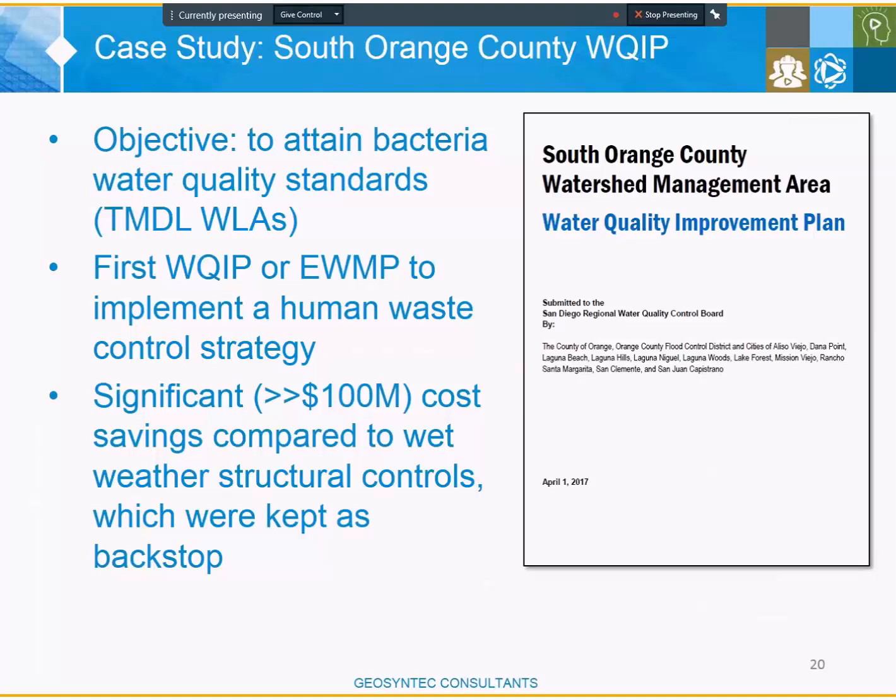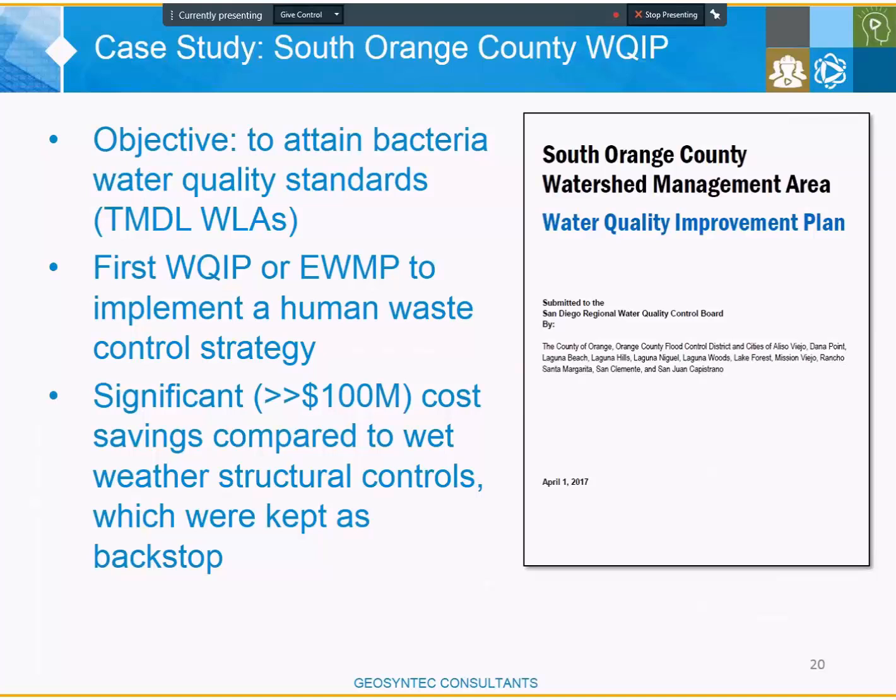We've developed a lot of enhanced watershed management plans, water quality improvement plans, TMDL implementation plans, but one that is more recent and stands out to me as one that was particularly rewarding is for South Orange County, where we were able to take a different tack at attacking bacteria. And like any WQIP where bacteria TMDLs are in play, our objective here was to attain the bacterial water quality standards, which are expressed through TMDL wastewater allocations within the MS4 permit.